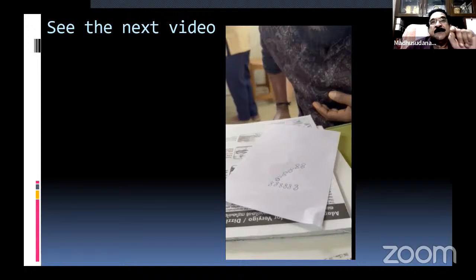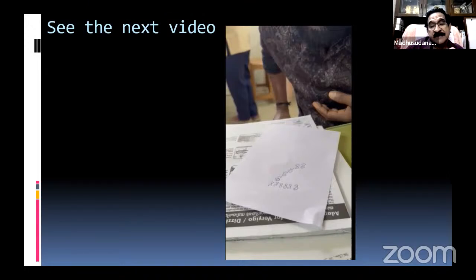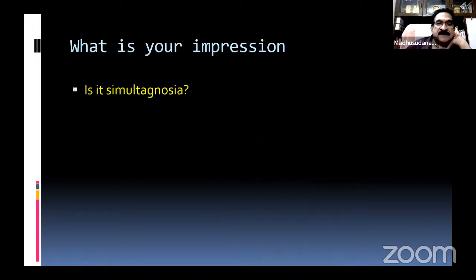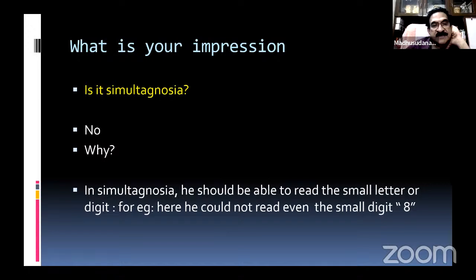That means he has a global alexia. He cannot read the letter or the digit, the number. Such a patient, how can you say it is simultanagnosia? You understood? Simultanagnosia is where the patient says 8 only, but not the 7 formed by the 8s. A patient with simultanagnosia should be able to read the small letter or digit. Here he could not read even the small digit 8, which forms a 7. Clear to you?